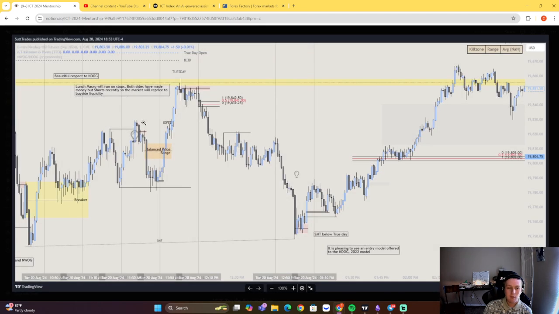And then here we have lunch. 11:30 starts lunch. What are we going to do? We're going to run on profitable stops. That's what we end up doing here. Technically, both sides have made money. We reprice higher first in that new day opening gap perfectly, and we come back down to take these SMT below true day. Then we come back up to that new day opening gap again.